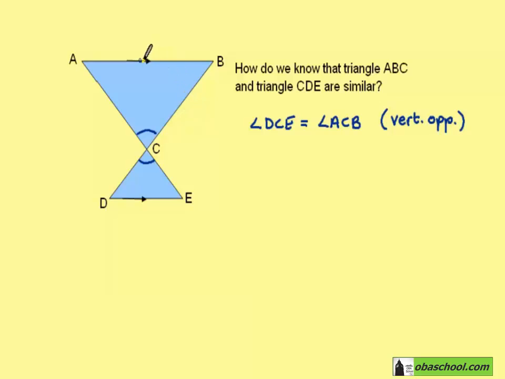Now consider the parallel lines. I can see a Z shape. This angle must be equal to this angle. So we have that angle ABC is equal to angle CDE, and the reason is that they are alternate angles.